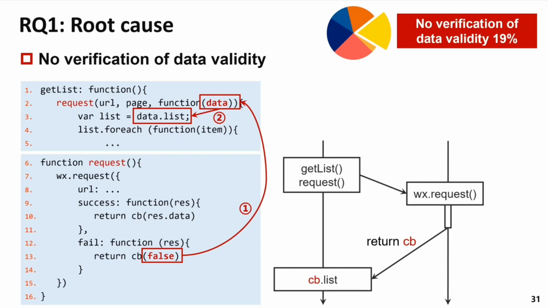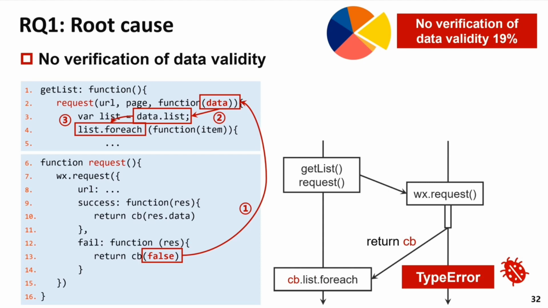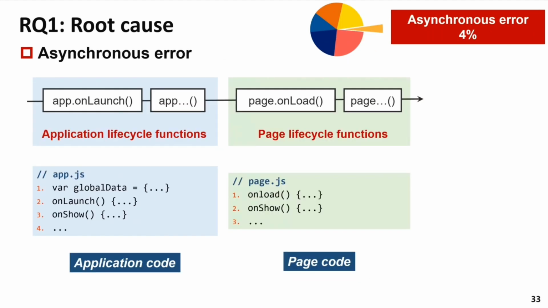Developers want to access the list property of the callback data false, which will result in an undefined object, and then access the function forEach. In this case, the program will report a type error because it tries to access a property of an undefined object.